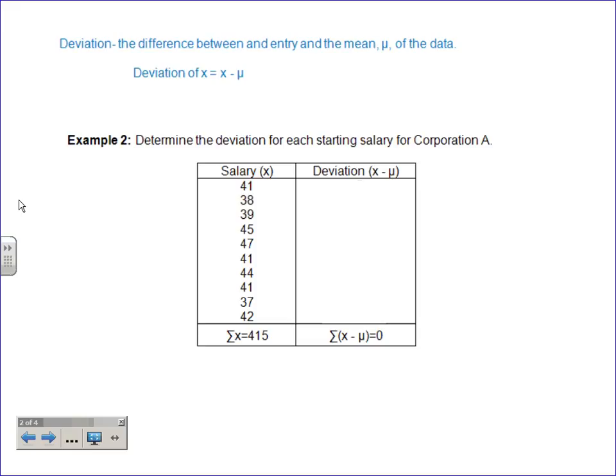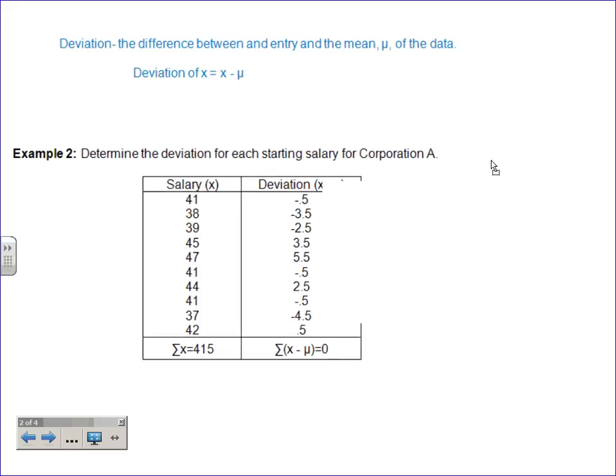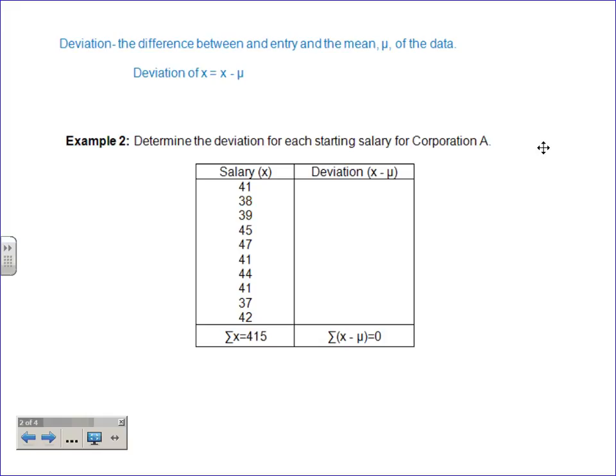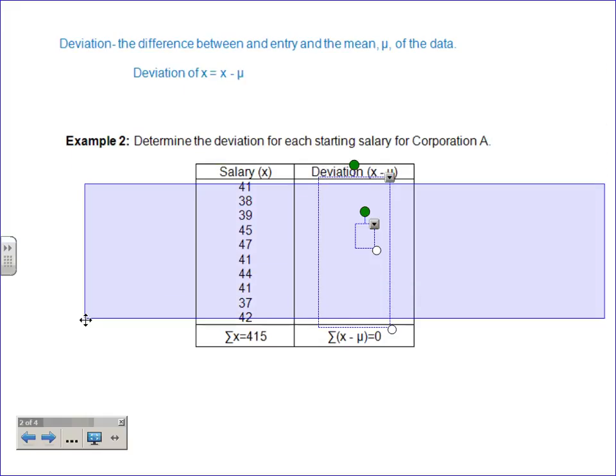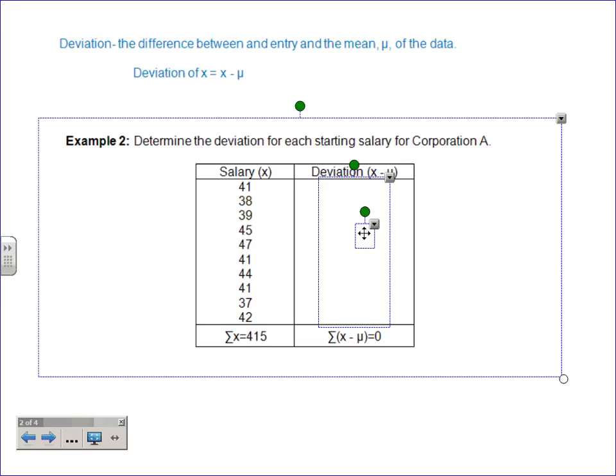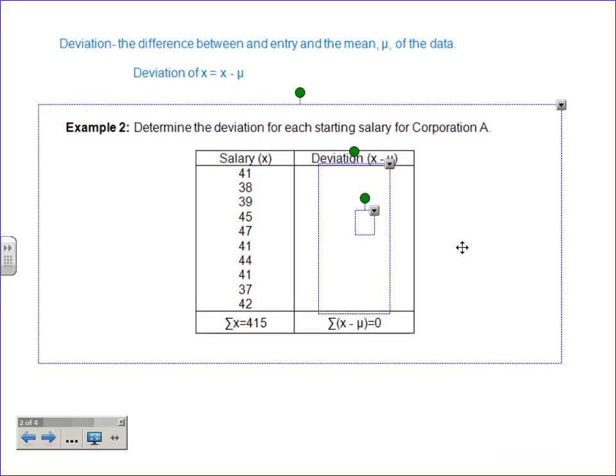Man, things big. Where's that little guy? There he is. Can't get to him, huh?